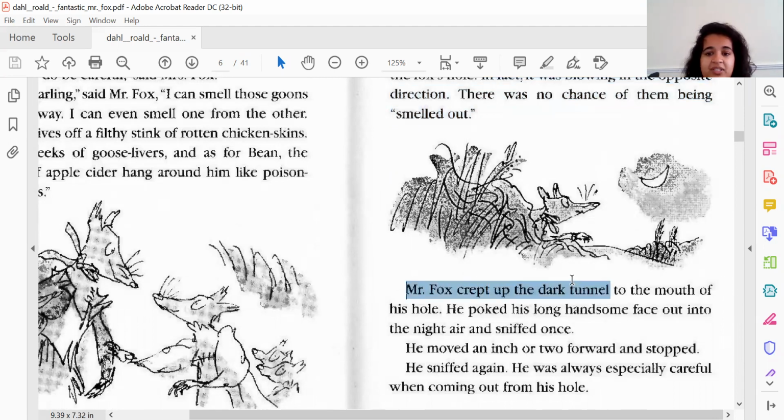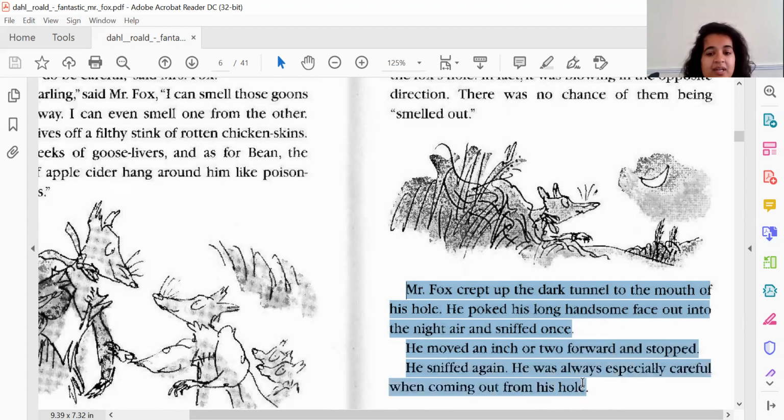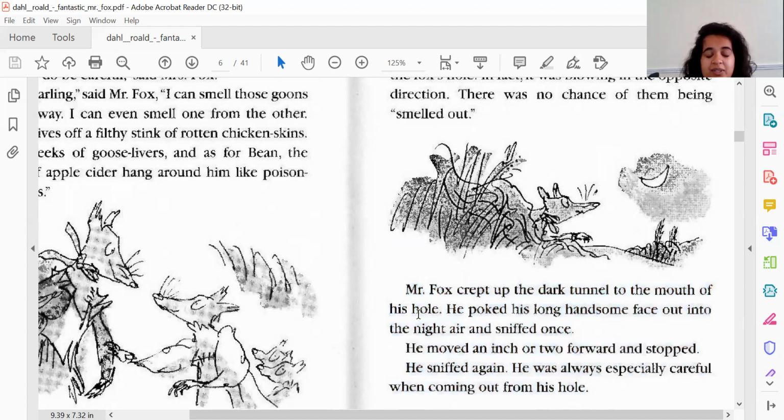Mr. Fox crept up the dark tunnel to the mouth of his hole. He poked his long, handsome face out into the night air and sniffed once. He moved an inch or two forward and stopped. He sniffed again. He was always especially careful when coming out from his hole. Okay, so we do know something's going to happen, but we'll find out just what that is tomorrow.